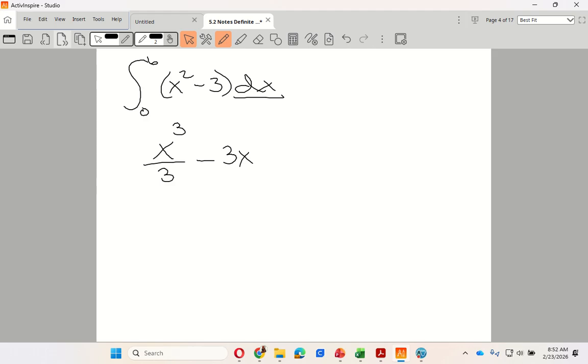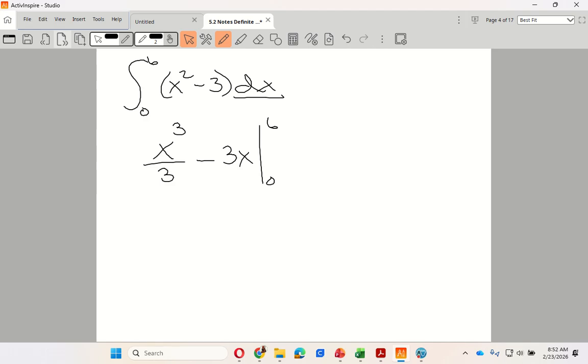We started off with antiderivative because everything in math has its opposite. So the opposite of derivative is antiderivative, or integration. And so this is going from 0 to 6. This is what a definite integral is.